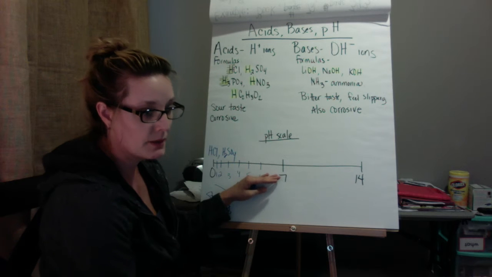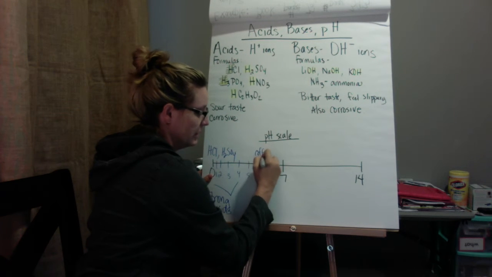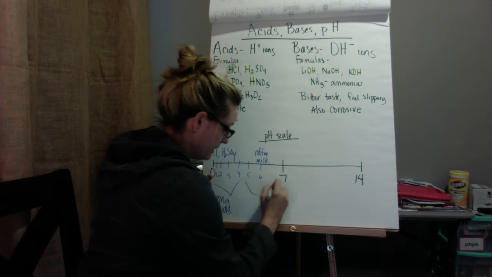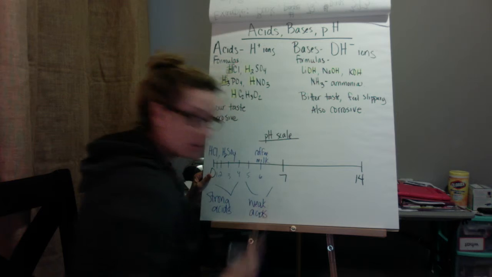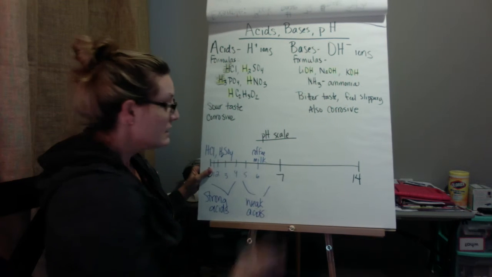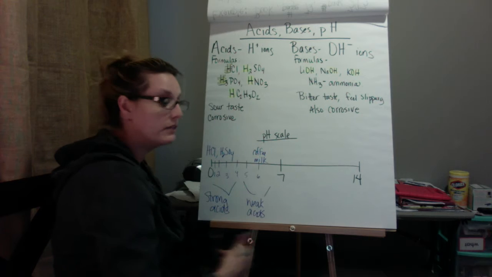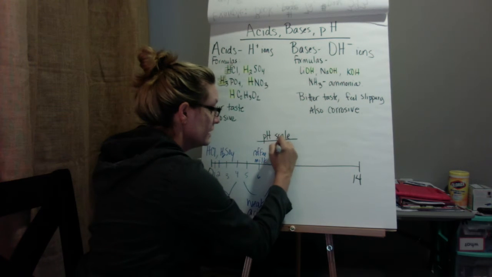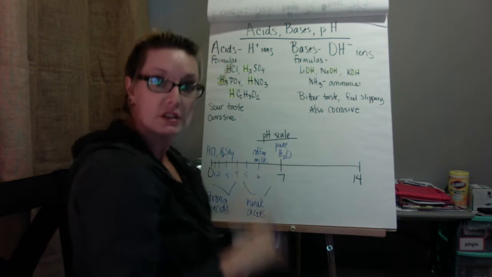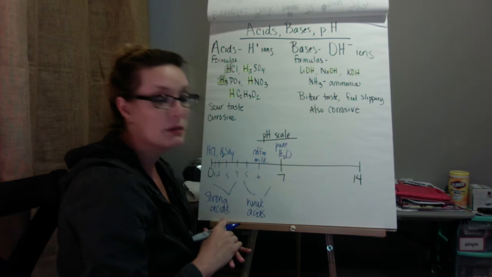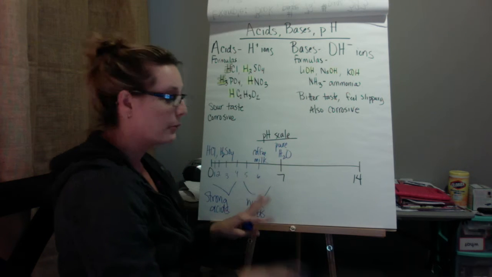A weak acid would be something like coffee, milk. Those are going to be your weak acids. 7 is your only neutral point. It's dead in the middle. 7 is your neutral point. And the only neutral substance in the world is pure water. Pure, distilled, clean, no impurities, nothing mixed in it, just straight up good old clean H2O.